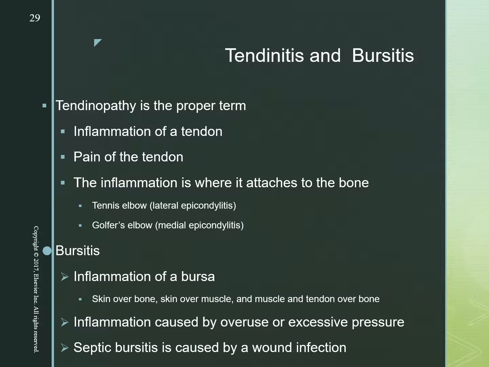Tendinitis or bursitis. Tendinopathy is actually the proper term. It's inflammation of a tendon, pain of the tendon, or inflammation where it attaches to the bone. An example of this is tennis elbow, and this is from overstretching, or golfer's elbow, which is from both stretching and flexing, because you're getting both in that. Bursitis is inflammation of a bursa, which is found where skin is over bone, skin over muscle, and tendon over bone. The inflammation is usually caused by overuse or excessive pressure.